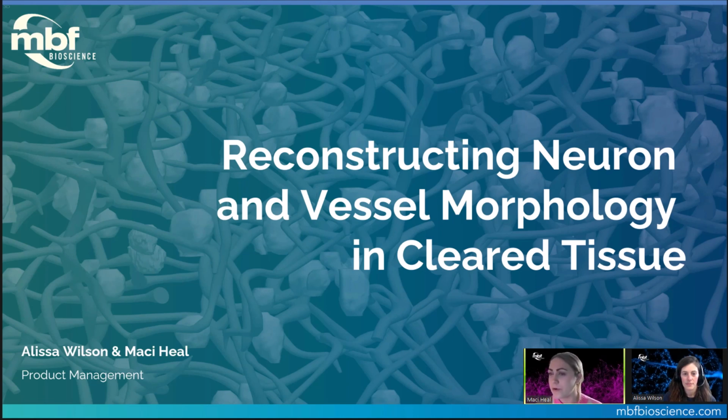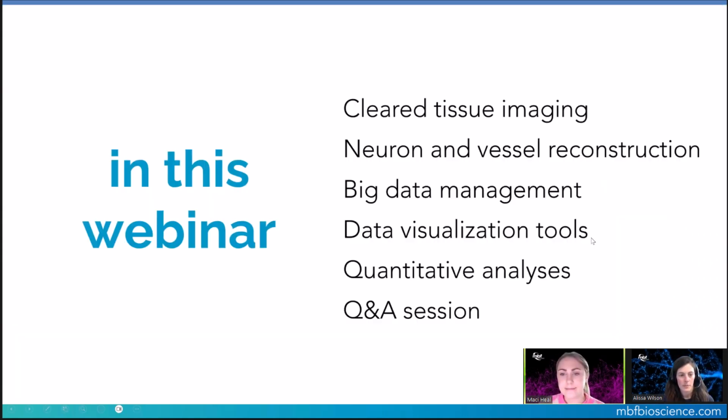Today, we're going to be covering several topics surrounding neuron and vessel morphology, reconstruction, and analysis, taking a special look at cleared tissue imaging data. We will start with a quick summary of the imaging done on the data that we're using today for the demonstration. Then we'll talk in depth about the data collection workflow, from visualization to morphological reconstruction to analyses, with tips on handling big data along the way.